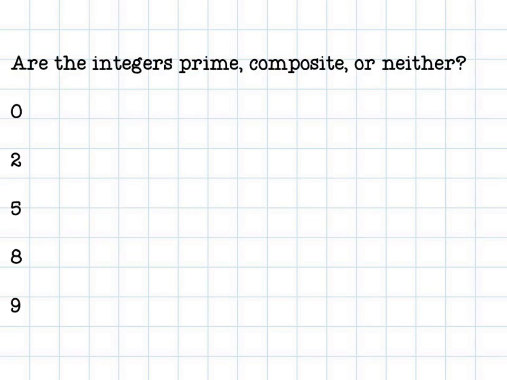Now, let's look at a few numbers and figure out whether or not they are prime numbers, composite numbers, or neither, because there are certain numbers that don't fit in either category. What are the factors of 0? The only factor that you normally have of 0 is 0. So if 0 only has one factor, is it prime, composite, or neither? In this case, it's neither, because it only has one factor.